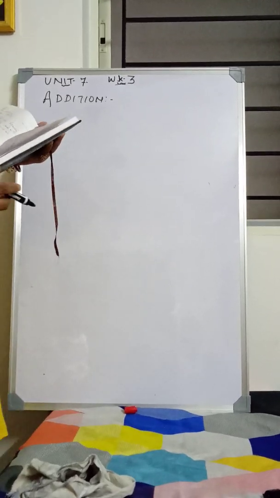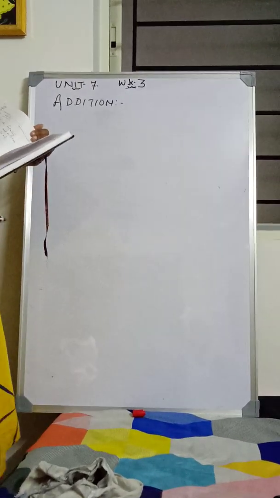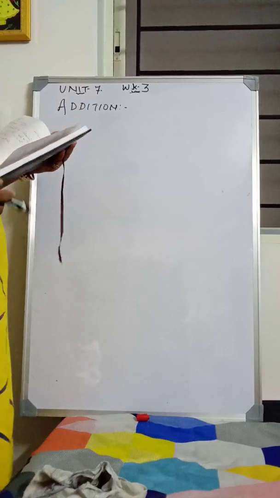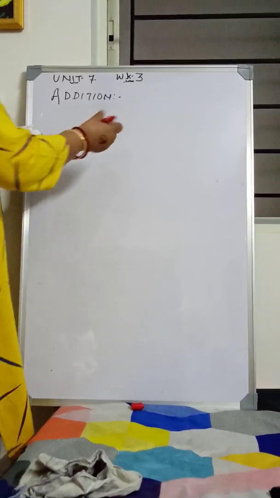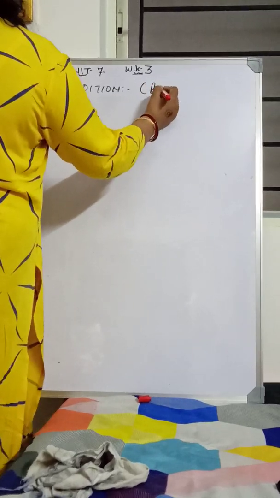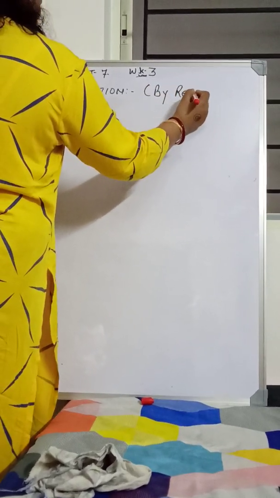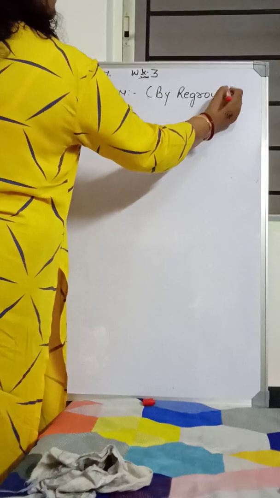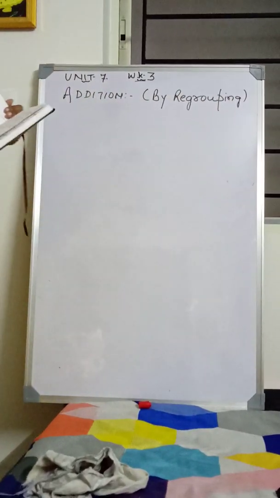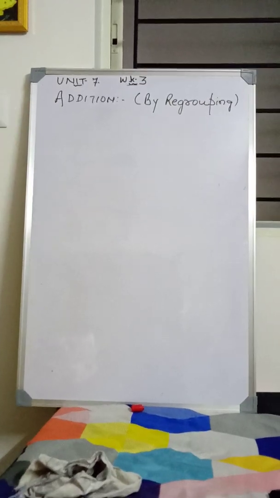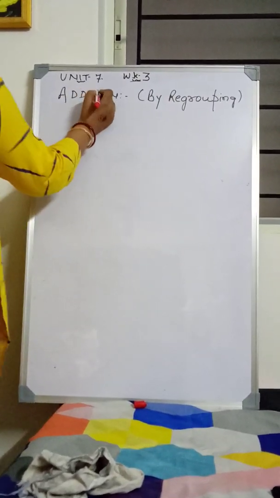So children, today I am going to start unit number 7, worksheet number 3. The topic is addition by regrouping. Now, before starting this topic, children, I am going to recapitulate.